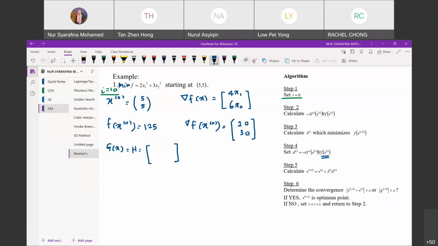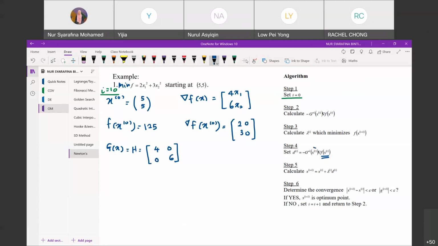Differentiate f with respect to x1 and then x2, right? Differentiate the derivative of f again with respect to x1 and x2, right? So you will have a 2 by 2 matrix because we have two variables. What is the matrix here? 4, 0, 0, 6. I hope everyone has no problem finding the Hessian matrix here. So now this is G.